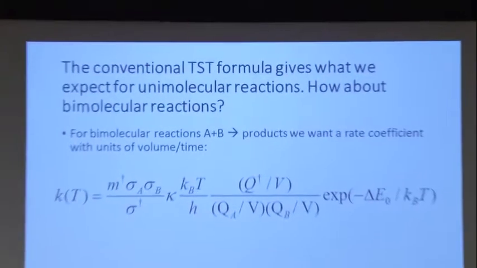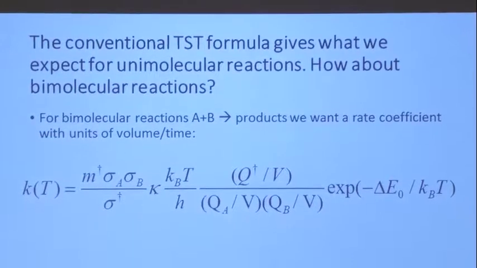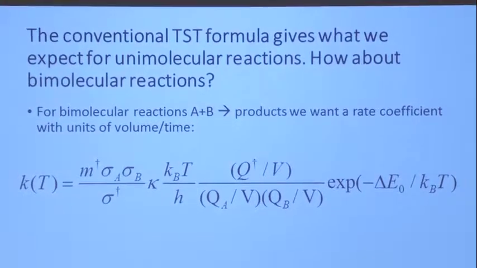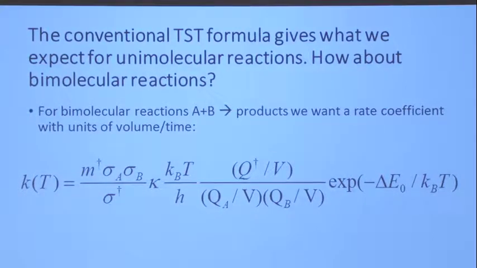All right. Now, the formula that I showed you so far was kind of implicitly for unimolecular reactions. It didn't have any concentration factors in it at all. It just gave you a number that was in units of per second. But in reality, we often want to do bimolecular reactions.